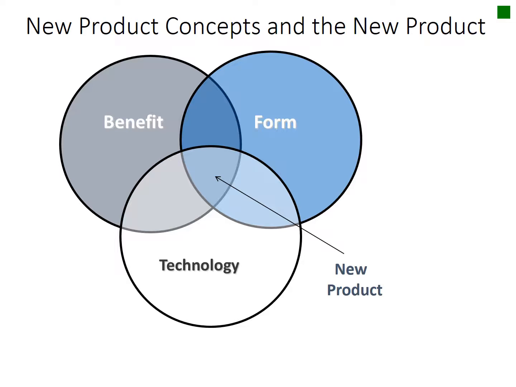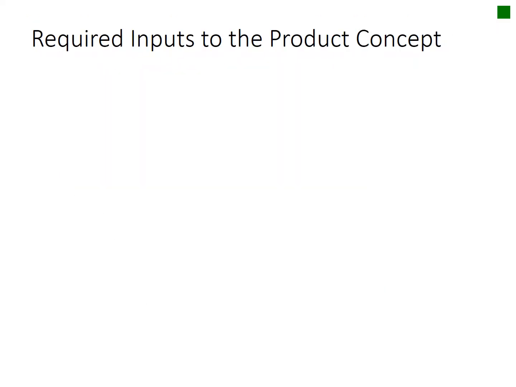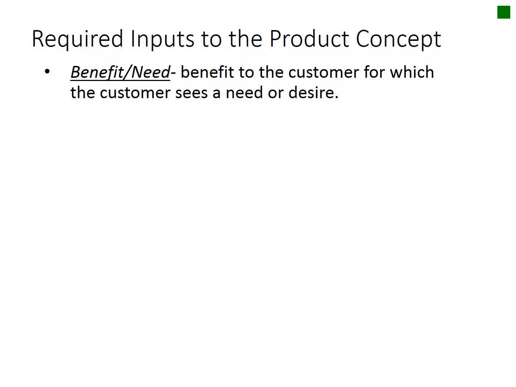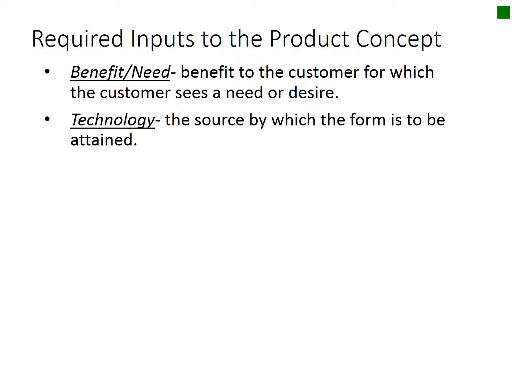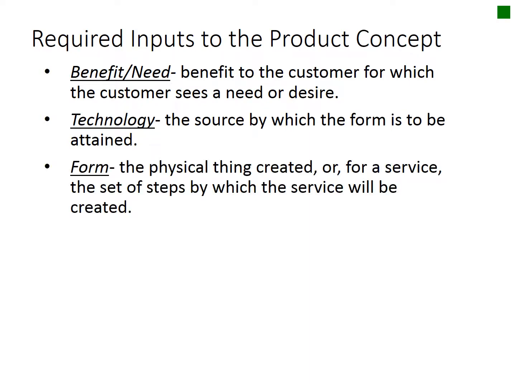It's the form of the product. It's the physical form that the product takes on in order to deliver the benefit or satisfy the need that's being created. So as we think about this, we have the benefit or the need that the consumer has, which we know about already. We have the technology or the resource that the firm has. Now we're going to add to this the form, or the physical element or item that's being created, or the service, which might be the steps that are needed in order for the service to be delivered.